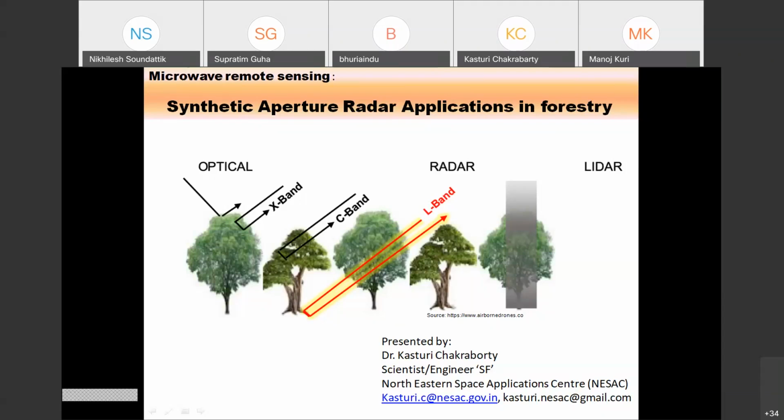Then when we focus on radar remote sensing, it gives somewhat enhanced information about the forest. And when we go to lidar remote sensing, it gives much more precise information, even at the individual tree level. So let us now focus on synthetic aperture radar, SAR, applications in forestry.